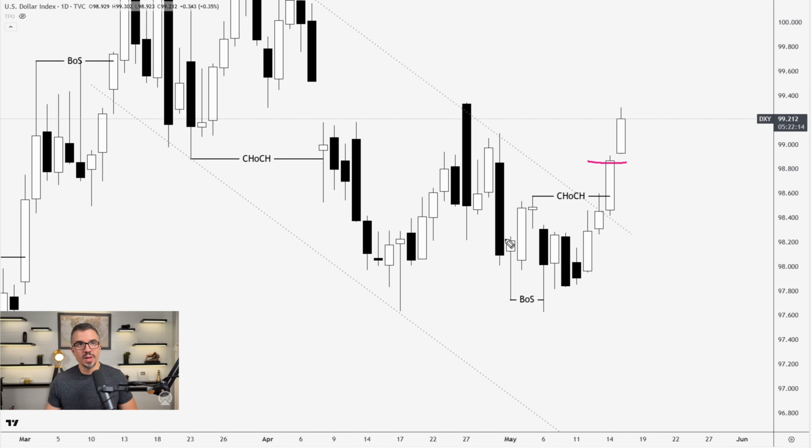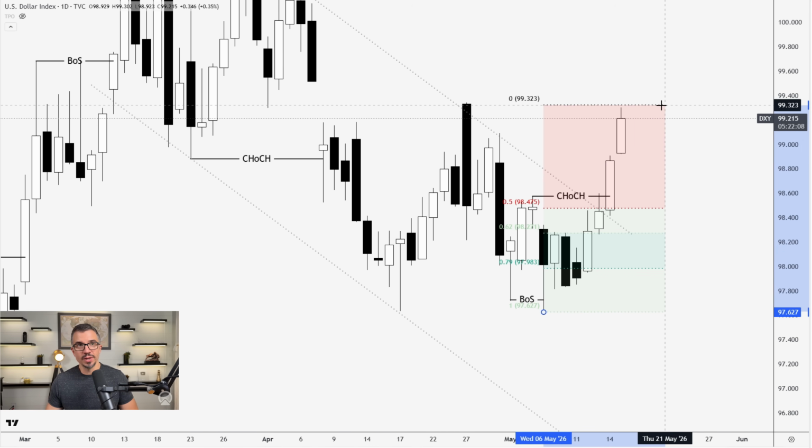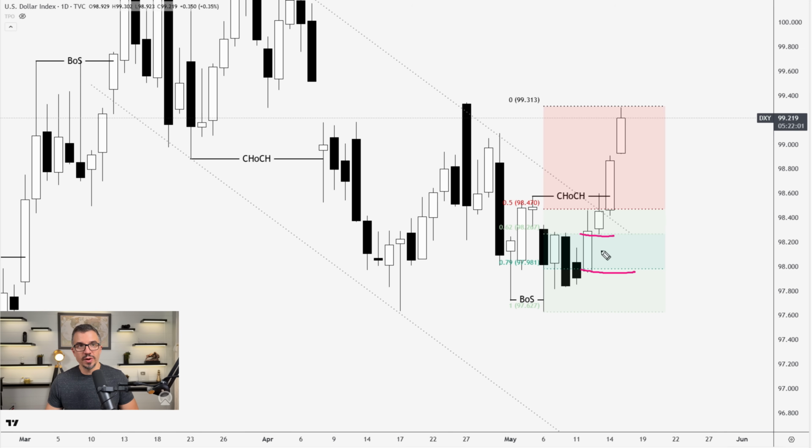Like if you look here, let's just say for a second that if we were to get a pullback from the DXY from the low up to the high following the change of character, you can see where we do have this OTE, this optimal trade entry, all the way down here. So there is an imbalance down here as well. So that is one scenario where we could actually see the US dollar pull back pretty significantly off of these highs, test this area down here, and then form that higher low.